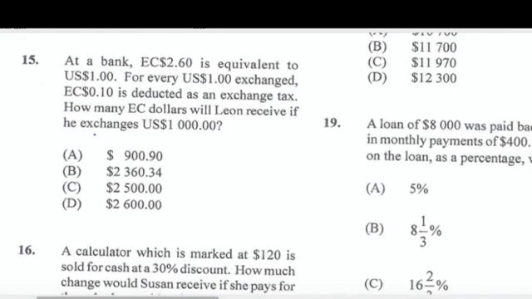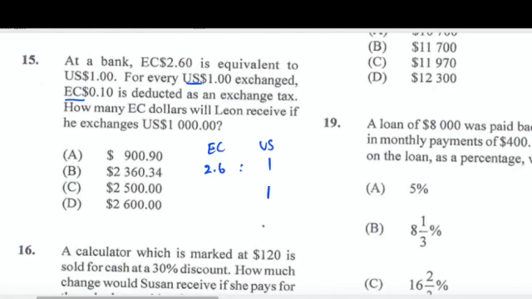Okay, so question number 15. At a bank, EC 2.6, so $2.60, is equivalent to 1 US, right? So I have EC and I have US. So I have 2.6 to 1. I don't need the 0 at the end. And for every US exchanged, 10 cents EC, look at that. So I could actually put that here.